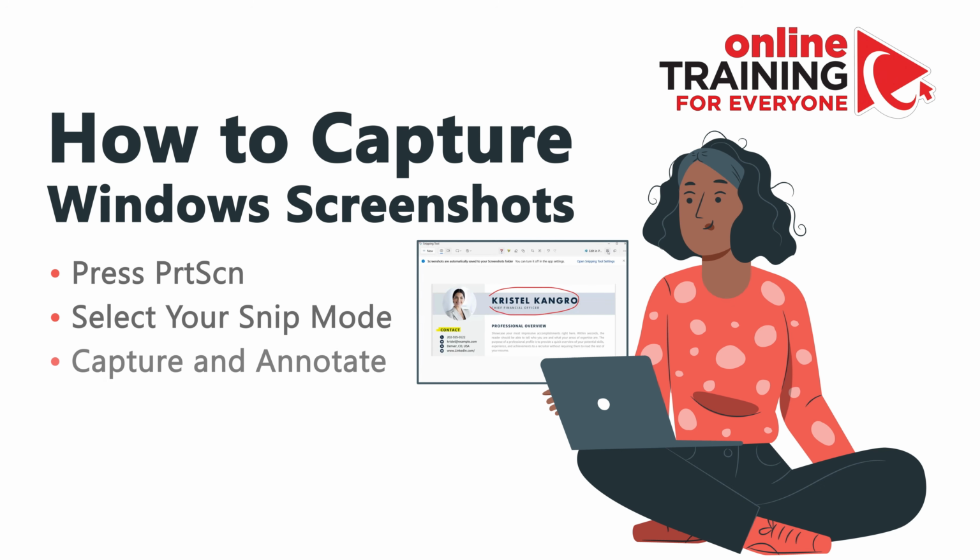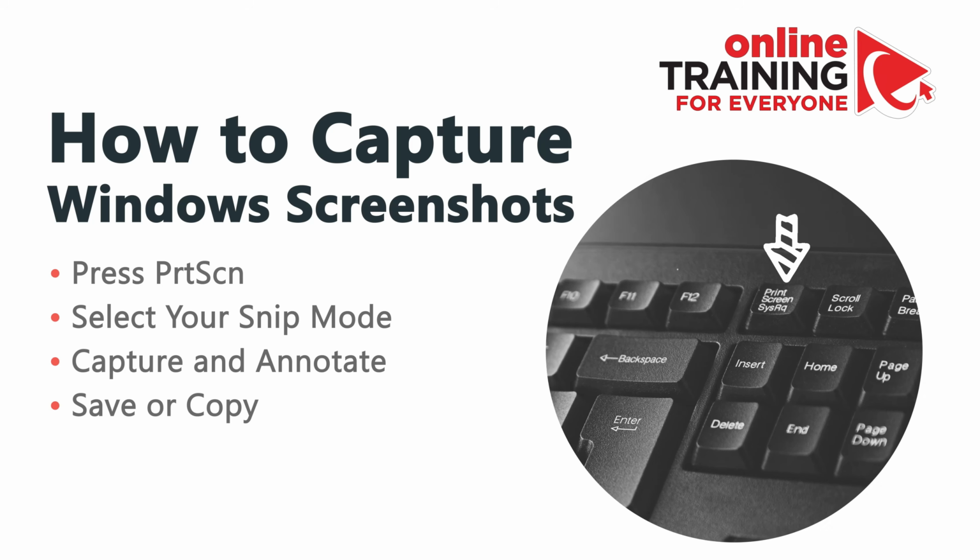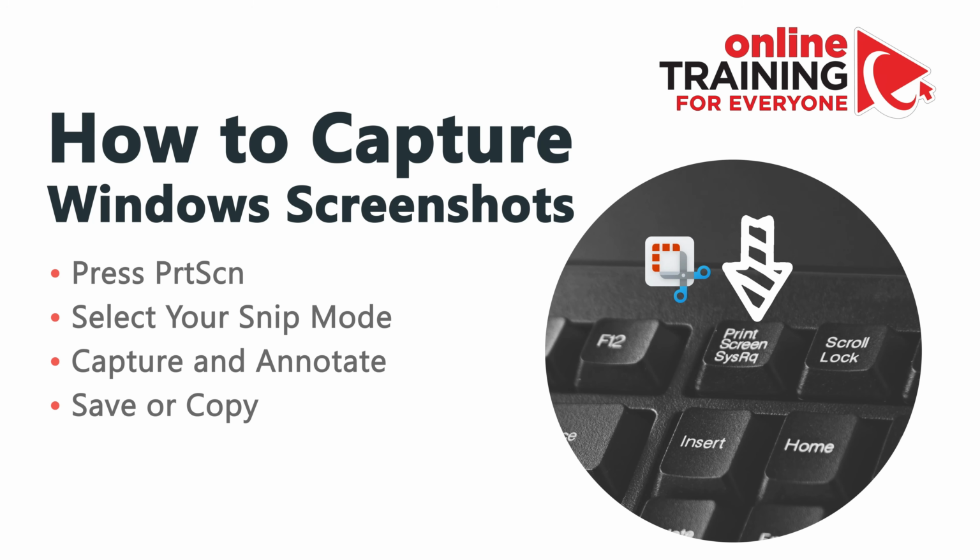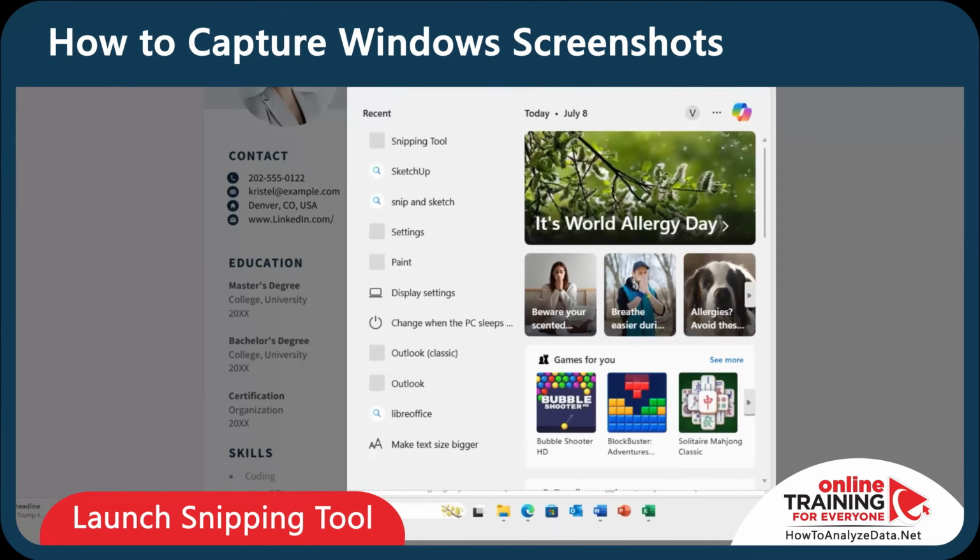It is very common to find yourself needing to capture what's on your screen, whether it's to share an issue with IT, capture a presentation, or create documentation. The easiest way to do it is click the Print Screen button on your keyboard. Obviously, you can also open it from the Start menu.